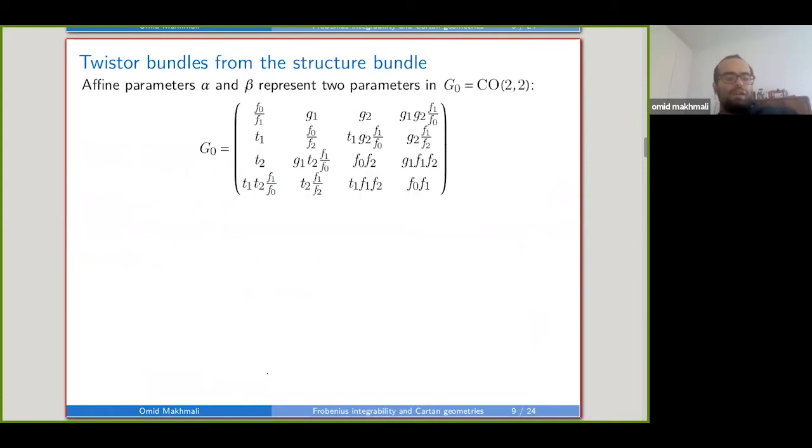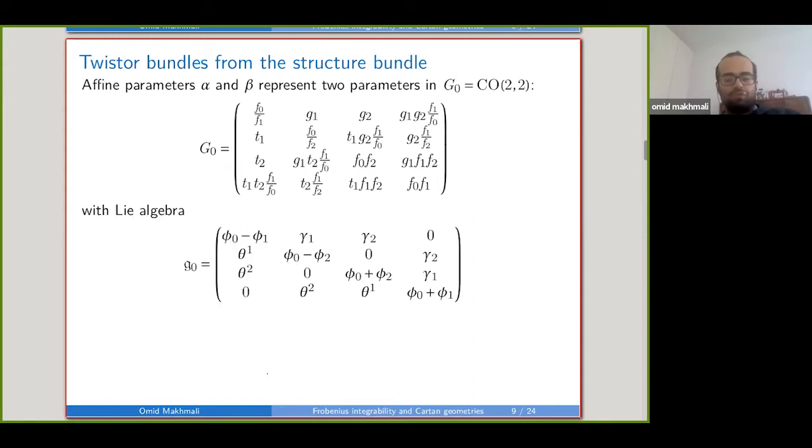Okay, so again, I thought it might be helpful, if somebody wants to get his or her hands dirty with computations, to really have a parametrization of the structure group for four-dimensional conformal structures. So it can be parametrized this way for parameters F0, F1, F2, T12, and G12. And the Lie algebra is clearly also obvious from the structure equations, is of this form.